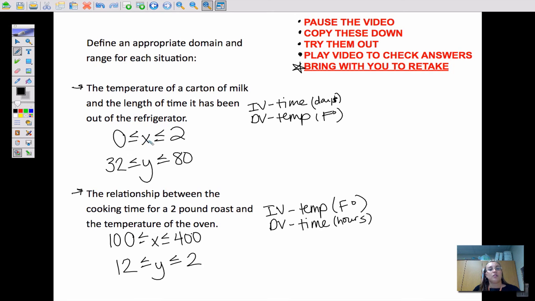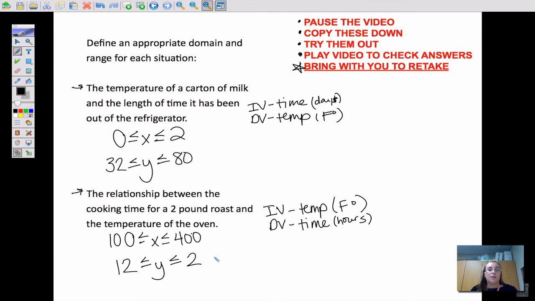And then I know you're describing x as time in days, and I wrote 0 to 2. So we're just talking about up to 2 days that a carton of milk might be out of the refrigerator. And I thought that when it starts off, it might be 32 degrees. That's the lowest that the temperature of the milk might be. Anything below that, it might start to freeze. And then I said up to 80 degrees because the milk will probably never go over room temperature, and I don't think that milk would probably be out in anything above 80 degrees. But that's just my reasoning. Maybe you have something different.